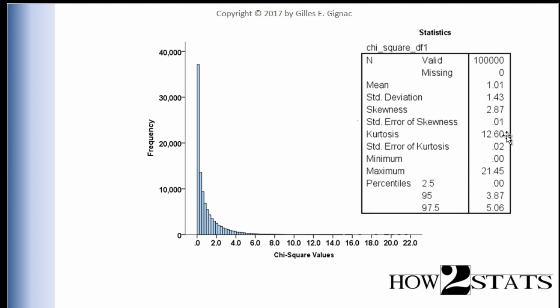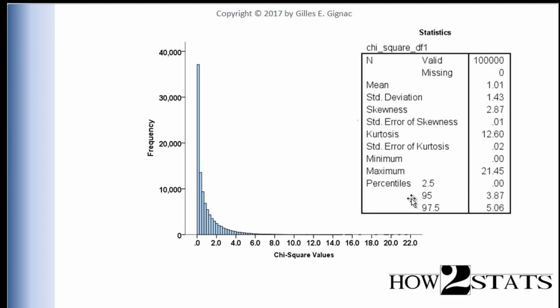It's highly kurtotic, 12.60. I have a maximum value of 21.45, so there is actually a chi-square value that is as large as 21.45, and that happened strictly by chance. So there's nothing going on in the population. You can get a chi-square value as large as 21.45, but it's extremely rare to get it. Very, very rare. So if you were to observe a Pearson chi-square value as large as 20, you would reject the null hypothesis because it's such an unlikely event to occur strictly by chance.